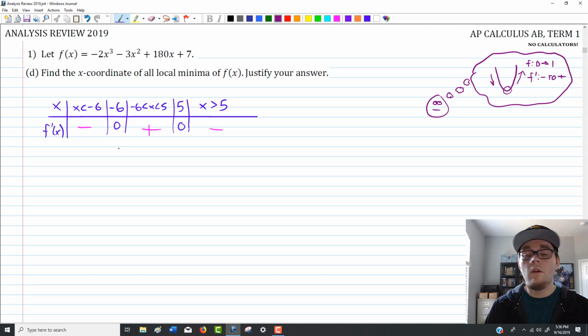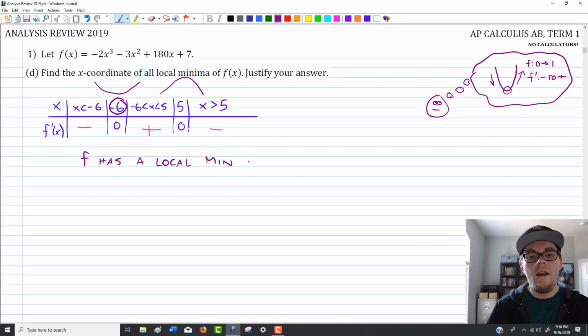So looking over at our table, we're looking for the critical value where f prime changes from negative to positive. And looking over here, I happen to see it right in our table. Noticing the signs of the derivative, we have f prime is negative, 0, positive. Then over here we have positive, 0, negative. If we're looking for a minimum, that clearly occurs at x equals negative 6. So I'll say it as properly as possible: f has a local minimum at x equals negative 6.